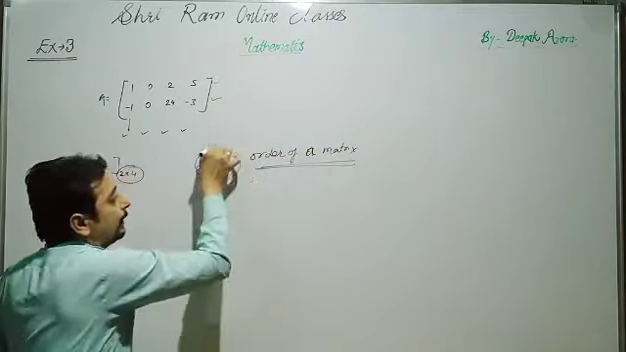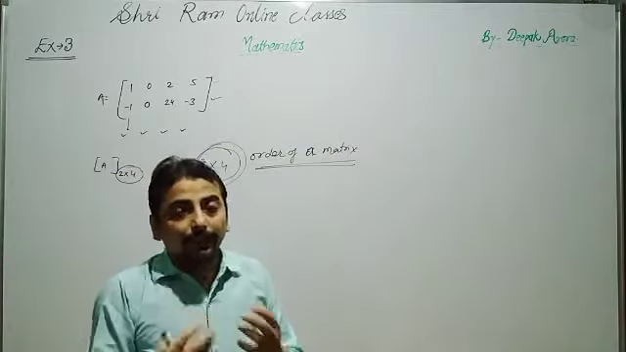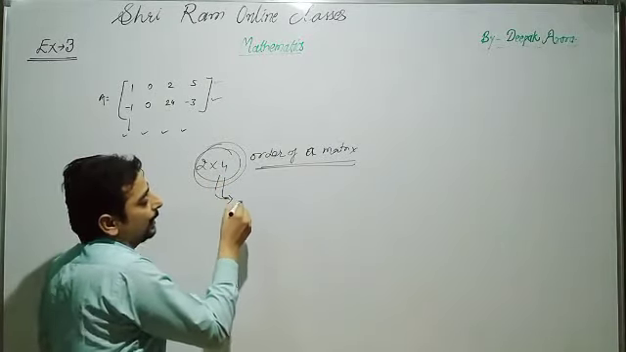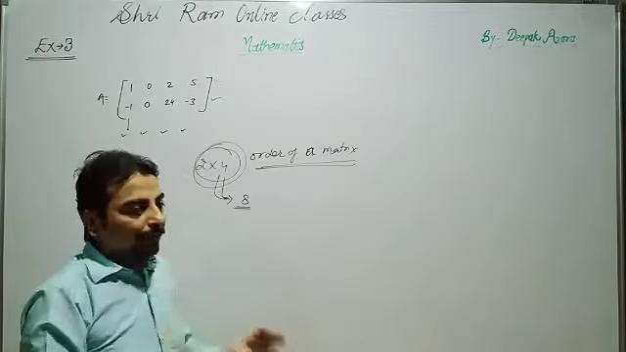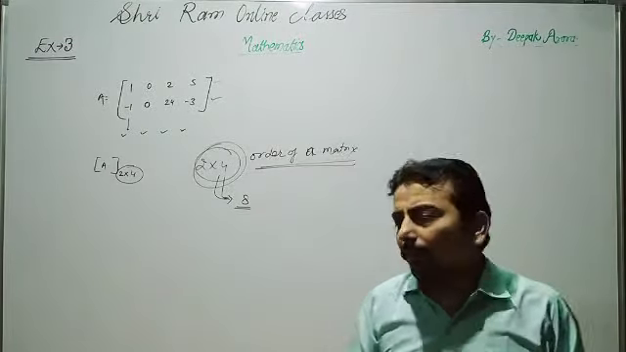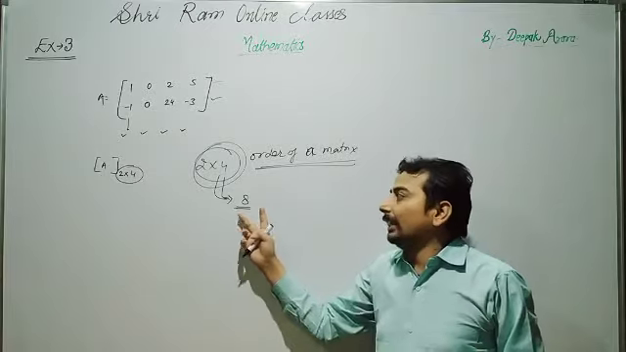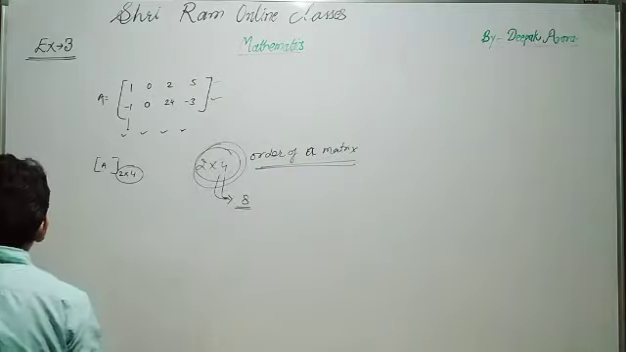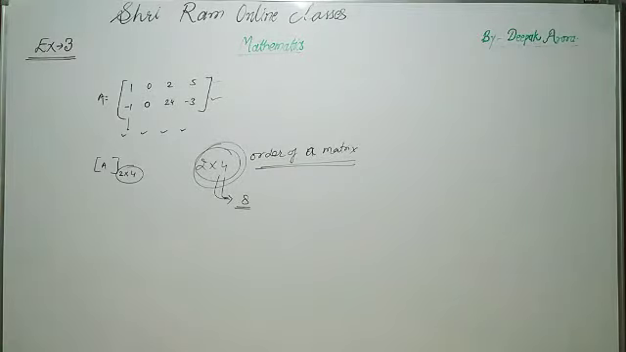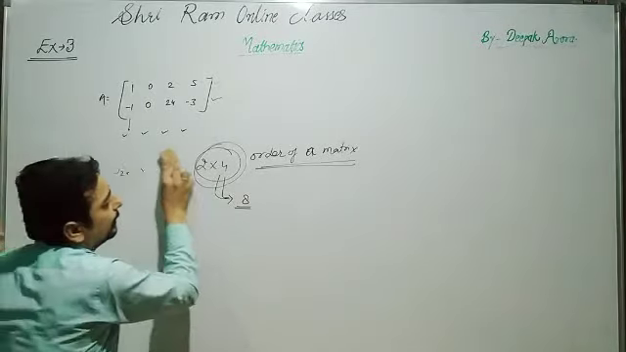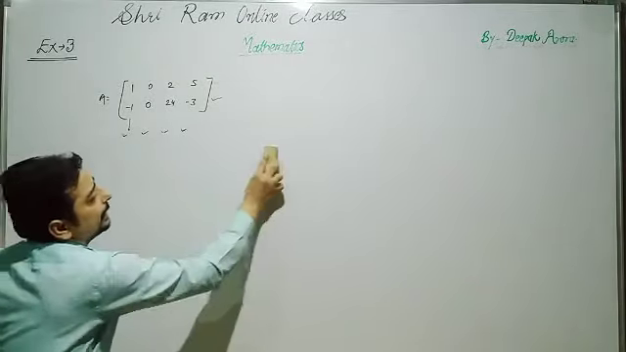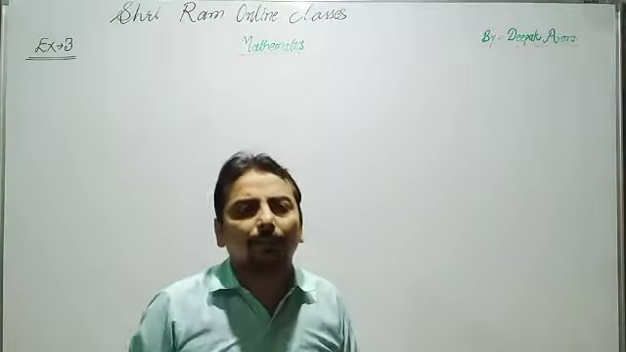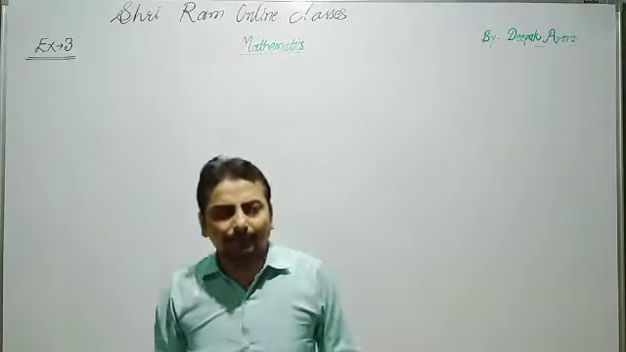Is that clear? The order also gives the number of elements in a matrix. 2 times 4 is 8. Then we have another value, the number of elements in a matrix. Okay, now today we discuss the properties of matrices. Last class we discussed more types of matrix: row matrix, column matrix, unit matrix, scalar matrix and so on.